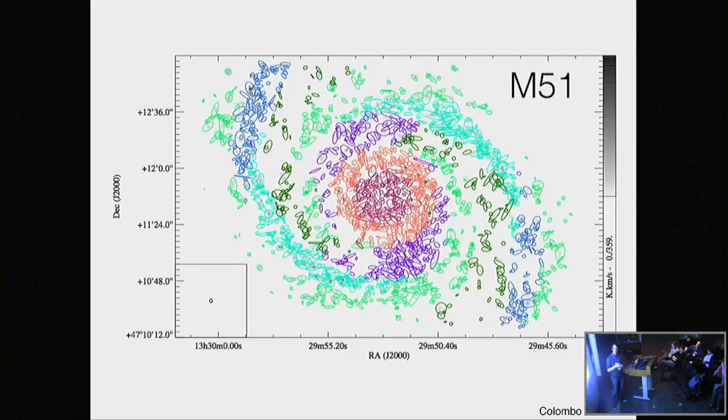be assembled. This is the PAWS study of M51, which is almost 8 megaparsecs distant. And each little ellipse here is an identified giant molecular cloud. So there are literally thousands of clouds in nearby galaxies that can now be studied.